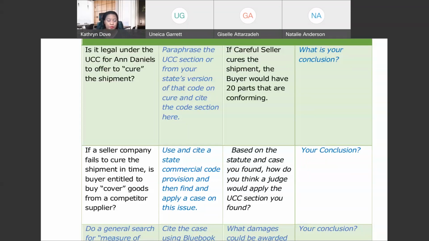So simply put, what IRAC is, Unica, is a way of analyzing a legal problem. The first thing you do is identify the issue. We just identified one of the issues in the scenario was the seller's right to cure, right? In the scenario, the buyer said, here's your non-conforming good back. I'm about to go get some cover goods from someone else. So the legal question is, is there a right to cure? That's the issue. Now, what we need to do is find the rule that talks about cure.